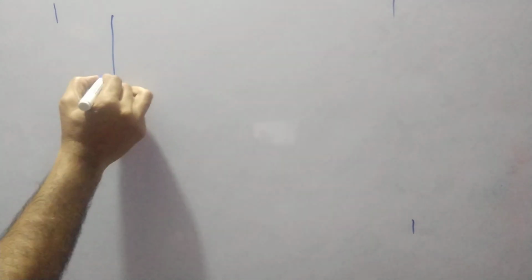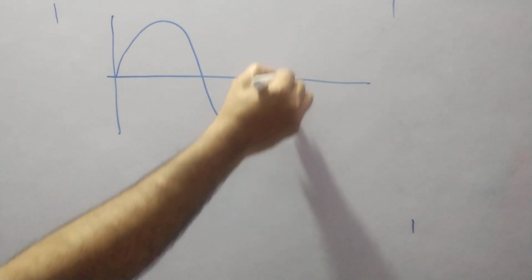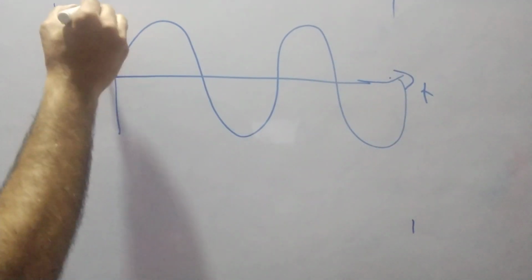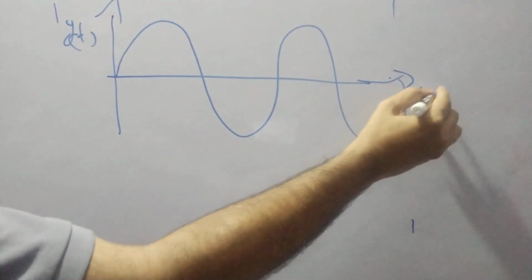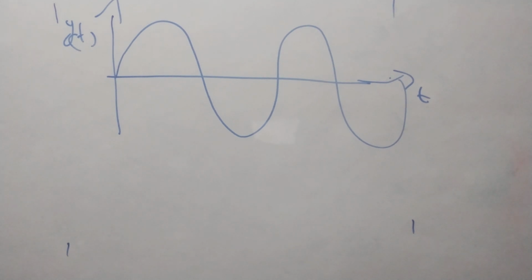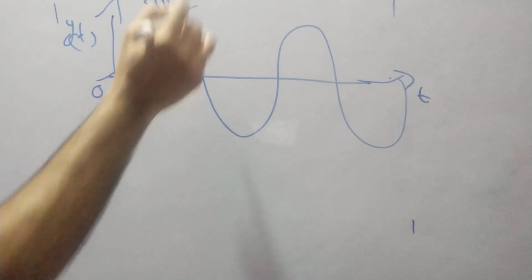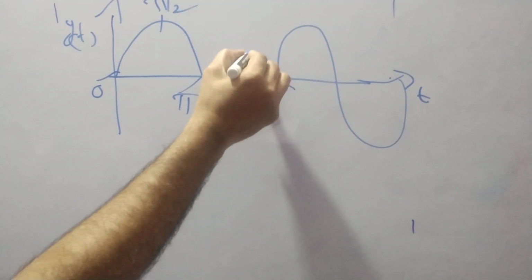Now see this curve here. I am writing the equation here for phase difference. So this is the time axis, this is y versus t. Now this is 0. This is pi by 2, that is 90. This is pi. And this one is 2 pi, 360 degrees.